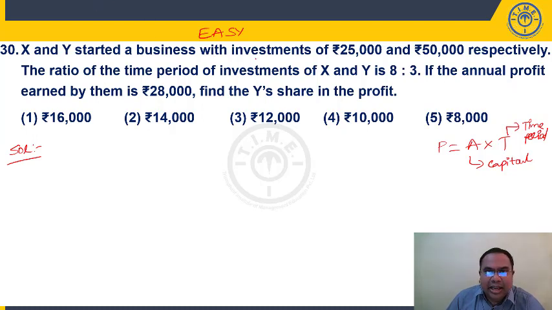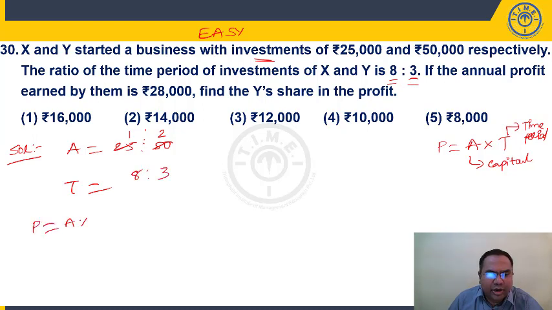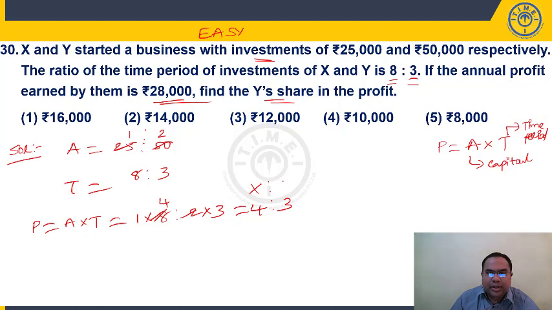Now see here, their investment ratio, capitals I denote by A. So 25,000 is to 50,000, 25 is to 50 is 1 is to 2. What is the time period ratio? Period of investments of X and Y, 8 is to 3. What is the profit ratio? Profit we know is A into T. So 1 into 8 is to 2 into 3. 2 goes 4 times. So what is the profit ratio? 4 is to 3. Total profit earned by them is 28,000. Find share of Y. X is to Y. So Y share will be 3 by total 7 into 28,000. 7 goes 4 times. 4,000 into 3 is 12,000.